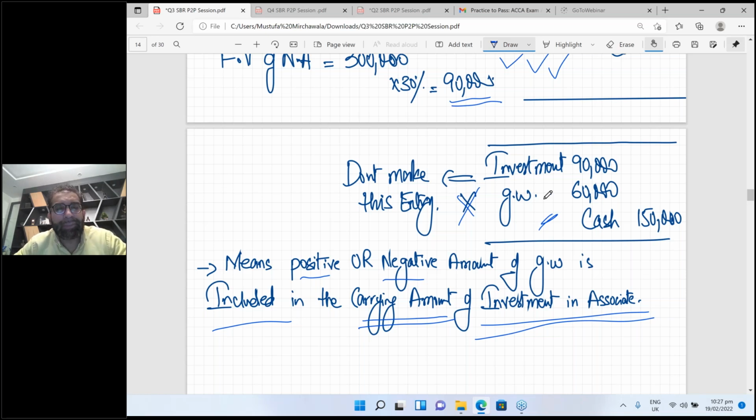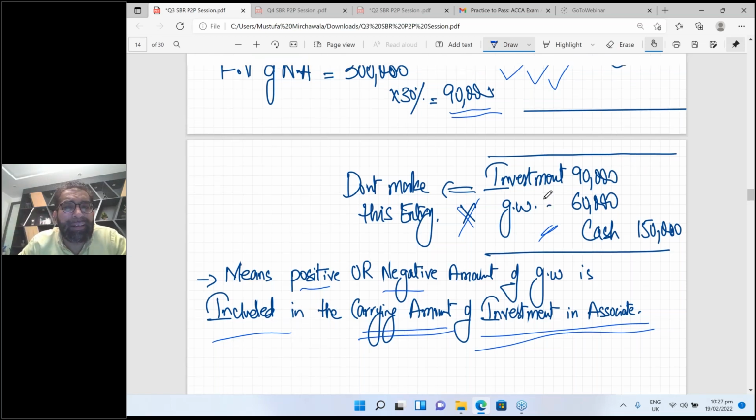And for your information, if you are active, you remember the treatment in IFRS 3 consolidation: whenever you get a gain on bargain purchase, you book it in P&L, and whenever you get positive goodwill, you record it as an asset. Here, yes, you include it in investment.